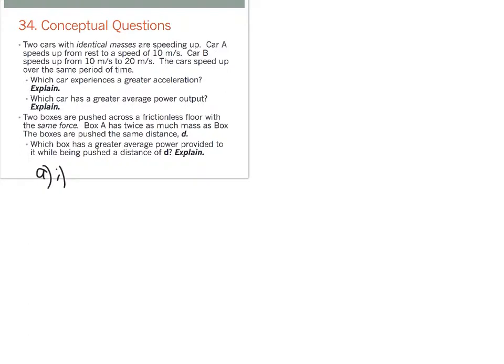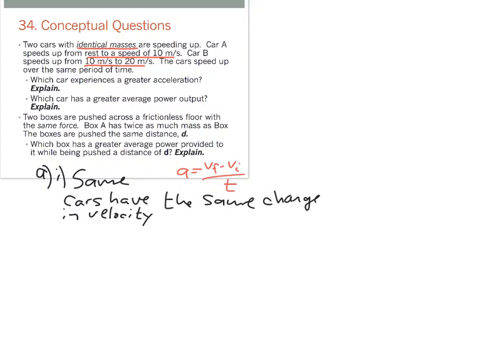Let's do a few conceptual questions here with power. For this first one, we have 2 cars with identical masses, and they're both speeding up. One speeds up from rest to a speed of 10 meters per second. The other goes from 10 meters per second to 20 meters per second. So the first question is, which car experiences a greater acceleration? The answer here is that they are going to experience the same acceleration. If we think about our equation for acceleration, it's v final minus v initial over t, the change in velocity over time. These cars experience the same change in velocity over the same period of time, and therefore they must have the same acceleration.